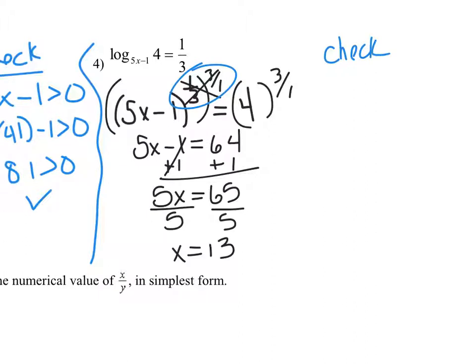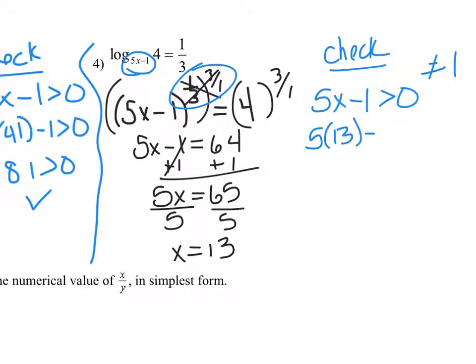All right, now we check. This is the base this time. So the base has to be greater than 0, but it also can't be 1. So you do have to check to make sure it's just not 1. All right, so let's check 13 and make sure 13 works. Does 13 make that value greater than 0 and also not 1? It's 64, which is greater than 0. That works.